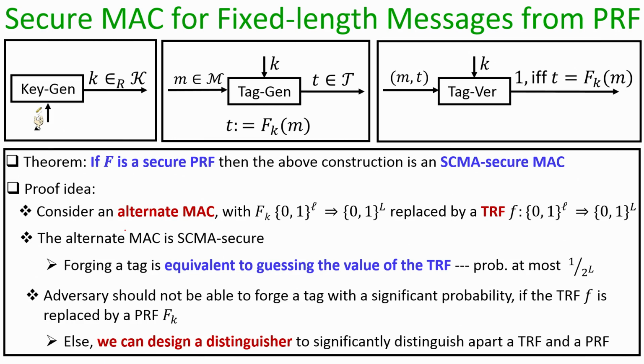Because if at all it is possible for an adversary to successfully do the forgery with a significant probability which is not negligible, that means we can design an adversary who can differentiate between an interaction with a truly random function and a keyed pseudo random function. But that will be a contradiction to the assumption that we are assuming f to be a secure pseudo random function. So, that is the overall intuition of this construction. I am leaving the formal details of the reduction proof as an exercise for you.